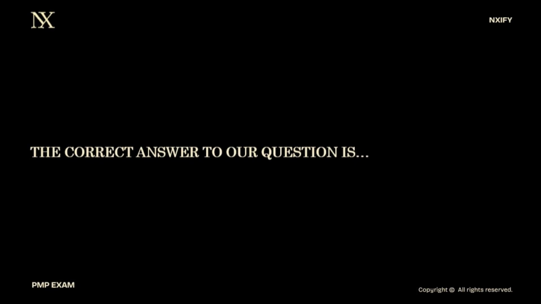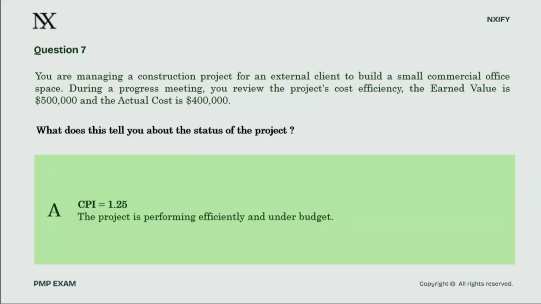The verdict is clear. Option A, CPI equals 1.25, and the project is under budget, is correct. $500,000 of earned value divided by $400,000 of actual cost equals 1.25. The result is above 1.0. The project is performing efficiently, producing more value than it is consuming in cost. The reference for this type of index analysis is Process Group's A Practice Guide, page 311. And now that the number is confirmed, let's talk about what it means in the real world, because this is where CPI becomes genuinely useful beyond the exam room.